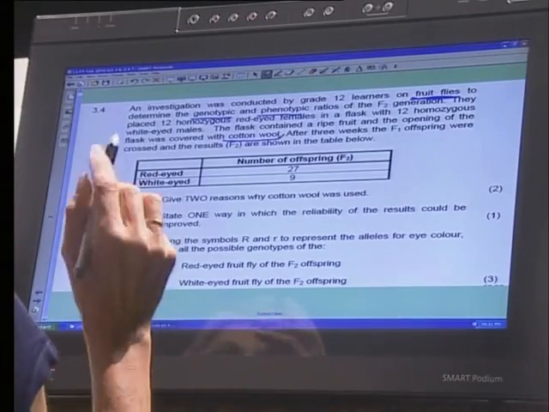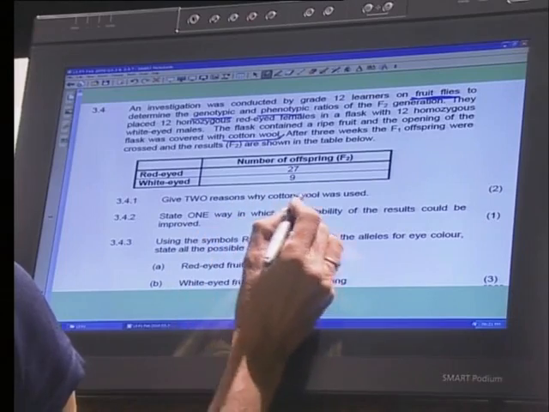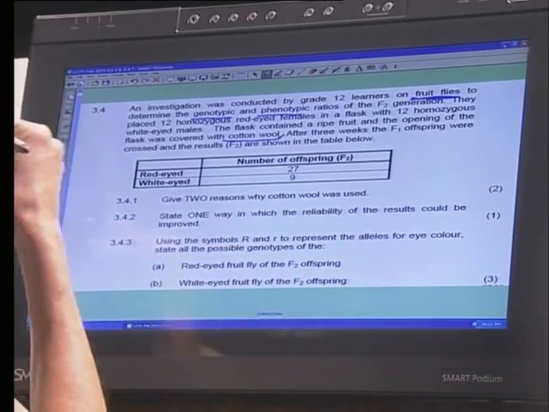Okay, and if you look at the first question, it says, give 2 reasons why cotton wool is used. 1, to prevent the fruit flies from escaping. Number 2, so that gases can exchange. Otherwise, our fruit flies will suffocate. Does it make sense? Yeah, it does. You see, that's an easy question if you just think a little bit.